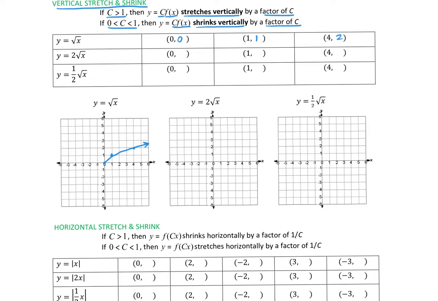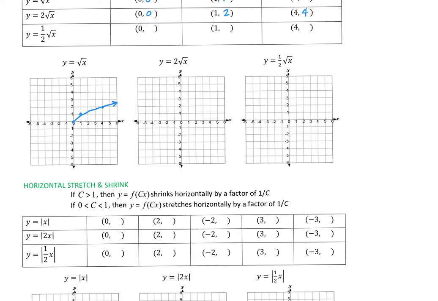When we put in 0 for x, we get back 0 for y. If I put in 1, I'm getting 2. And if I put in 4, square root of 4 is 2, 2 times 2 is 4. So notice that your y values are getting larger. Makes sense that this graph is going to go up, and it does. 0, 0, 1, 2, 4, 4.